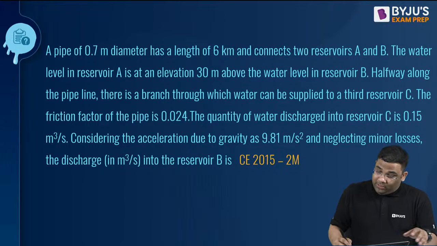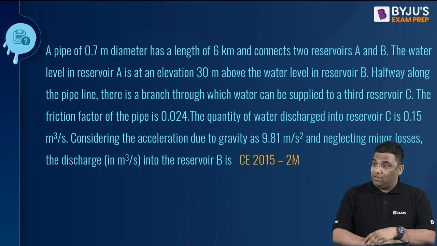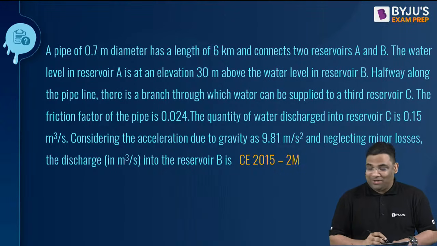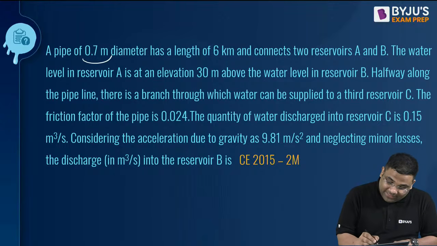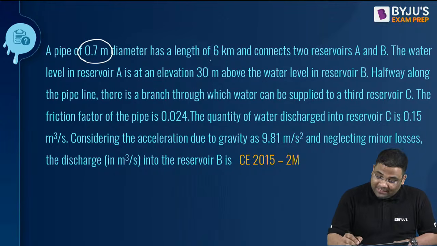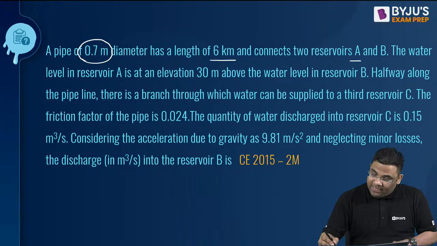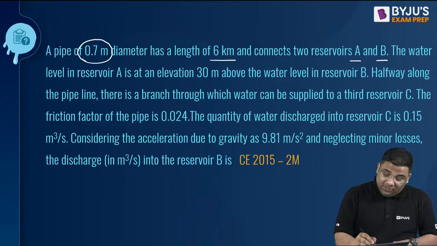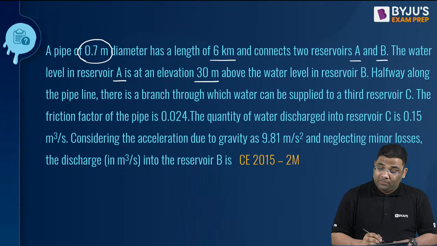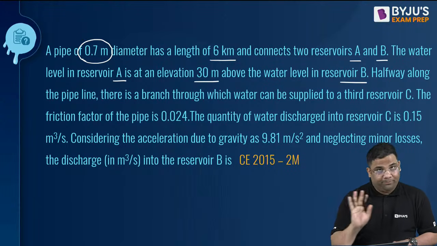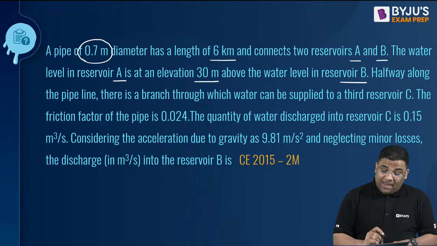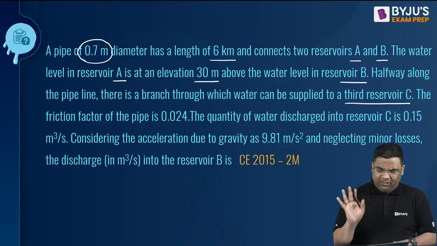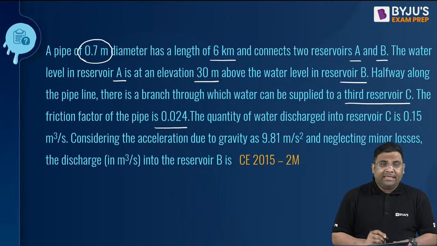Okay, the question is so long. Oh my God. But we'll solve it. Let us read the question first. A pipe of 0.7 meter diameter has a length of 6 kilometer and connects two reservoirs A and B. The water level in reservoir A is at an elevation of 30 meter above the water level at reservoir B. Halfway along the pipeline, there is a branch through which water can be supplied to a third reservoir C. Friction factor is this.